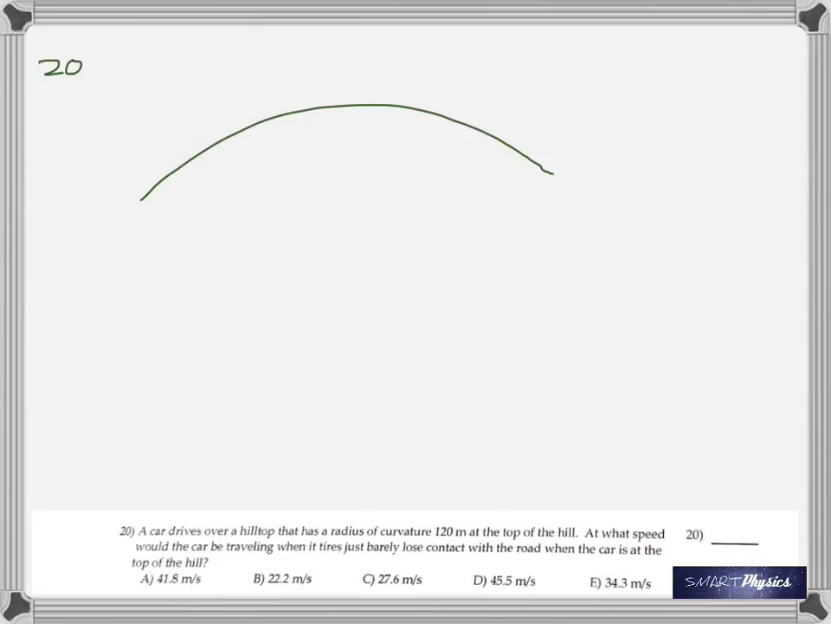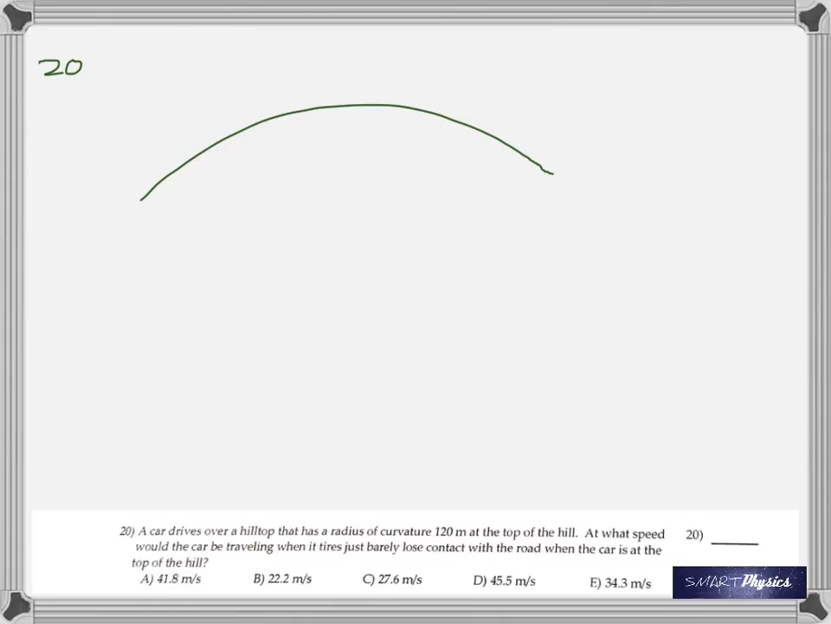All right, the key part of this question would be to read the last part, which says, when its tires just barely lose contact with the road when it's at the top of the hill. Yes, Kay? Is it 34.3? I don't remember the answer. It should be. What's your idea?